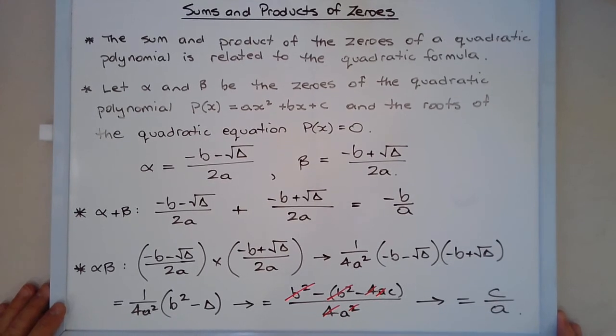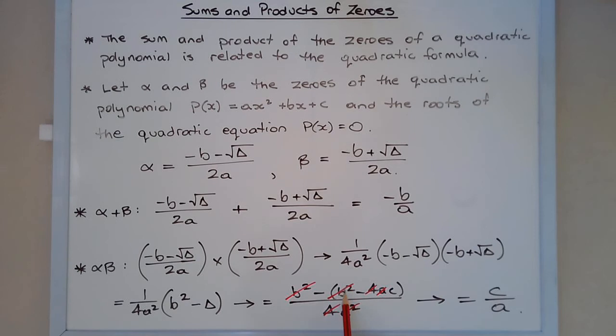I'll just move the board up slightly. So you end up with, in brackets, b squared minus 4ac, so the b squared and the b squared will cancel. That 4 will cancel with this 4 here. This a will cancel with the squared, so you end up with just an a left in the denominator there. And then you end up with just c on a.